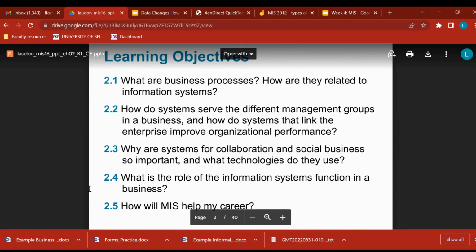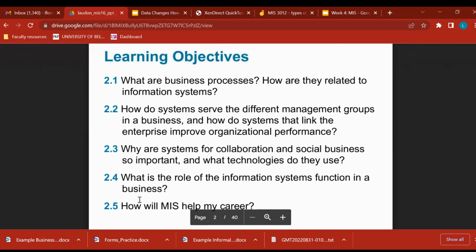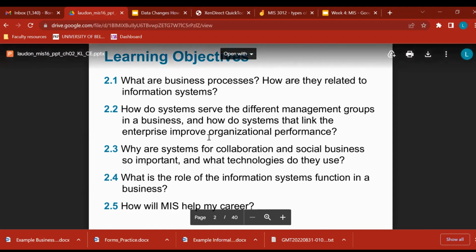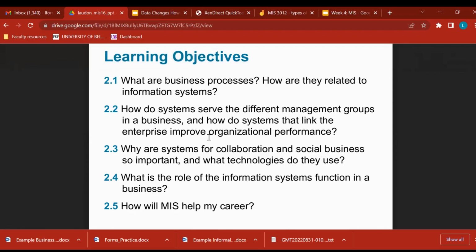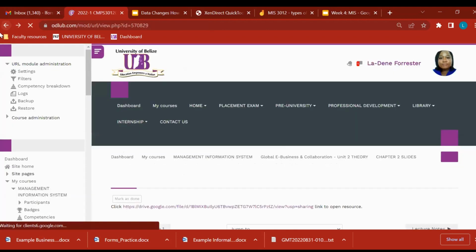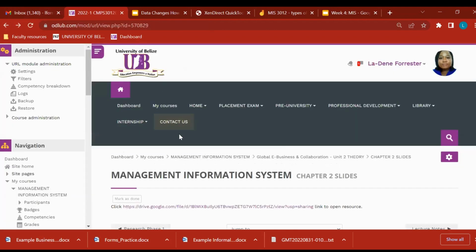Why do systems serve different management groups in a business? And how do the systems that link the enterprise improve organizational performance? Why are systems for collaboration and social business so important? And what technologies do they use? What is the role of the information systems function in the business? And how will MIS help our career? The last person we checked who responded in the attendance spoke a little bit on this. But these are some of the things that we'd like coming out from this unit as we look at information systems management.